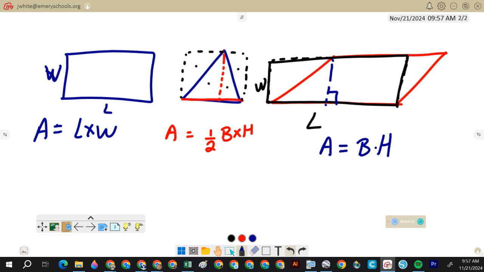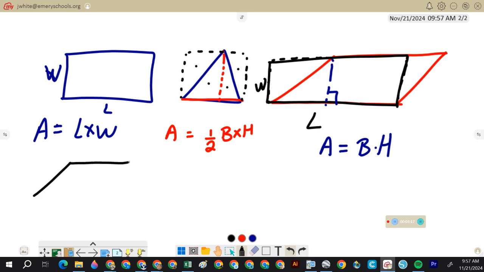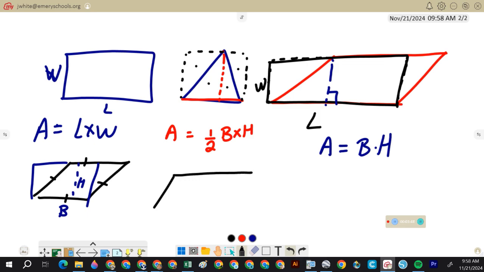All right. What about a rhombus? Well, a rhombus is just a parallelogram where all the sides are equal. So the area of a rhombus is still going to be base times height for the same reason that a parallelogram was base times height. So the area of a parallelogram, that formula transfers over into the area of a rhombus because all rhombi are parallelograms. Okay, the last one is a trapezoid.